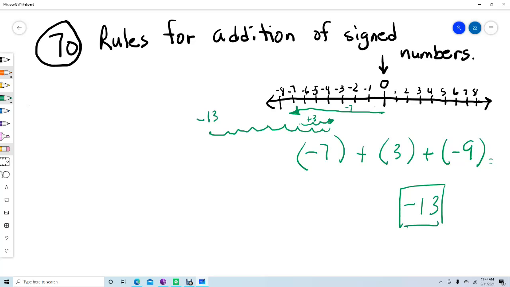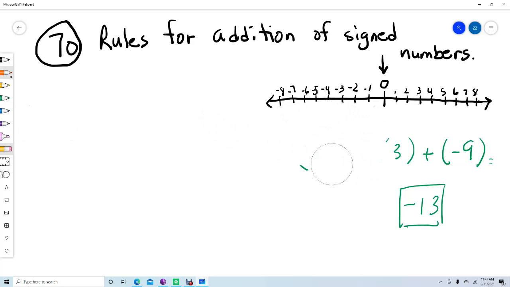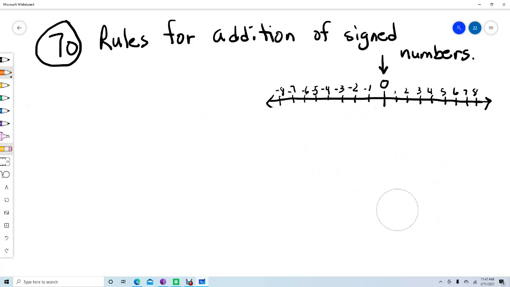Okay, and that will be in your exercises, in your practice problems for this lesson. Okay, I think they'll have simpler numbers for you.